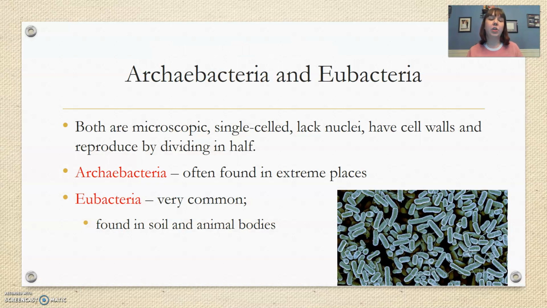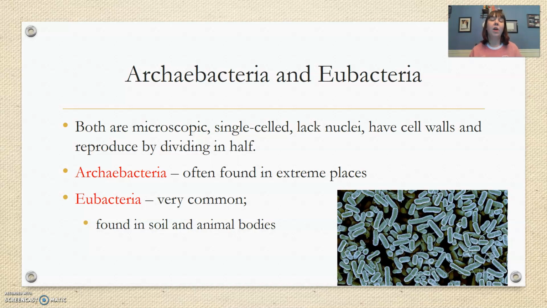So archaebacteria and eubacteria are both microscopic. They're both single-celled. They don't have a nucleus, but they do have a cell wall, and they reproduce by dividing in half. So in that regard, they're very similar. And actually, when I was in high school, it was one kingdom called Monera. But since then, they have divided them based on how common they are and how extreme their living circumstances are.